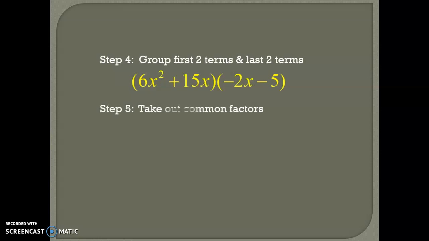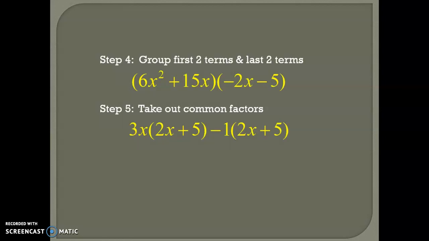Okay. So step 5, we take out the common factors of our parentheses. So out of 6x squared and 15x, we can take out a 3 and an x. And in the negative 2x minus 5, it seems like there's nothing to take out, but you can always take out a 1. In this case, we're going to take out a negative 1. So if we see those factors taken out, we're left with 2x plus 5 for both sets of parentheses left over. And that's good because, again, we are looking for those parentheses to be the same. If they're not the same, you've done the problem wrong. Go back and try something else.